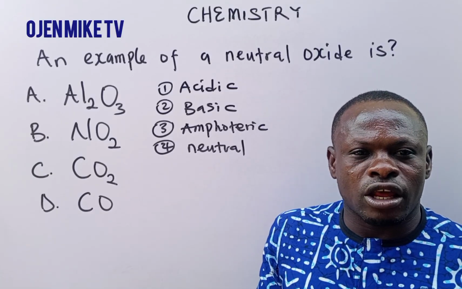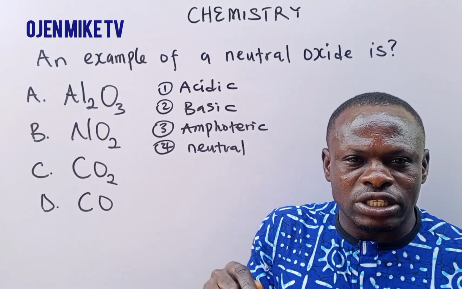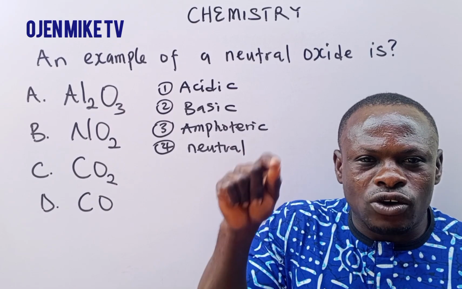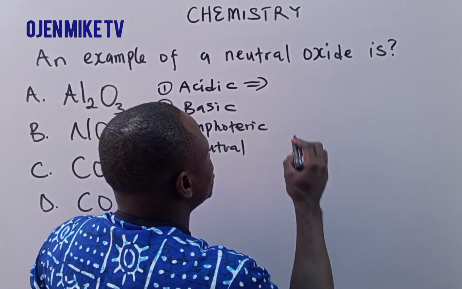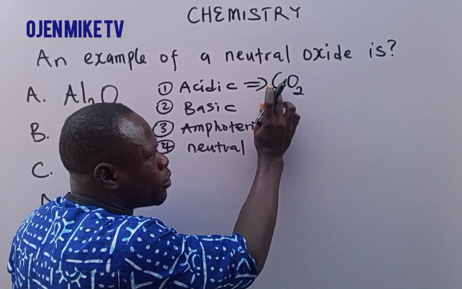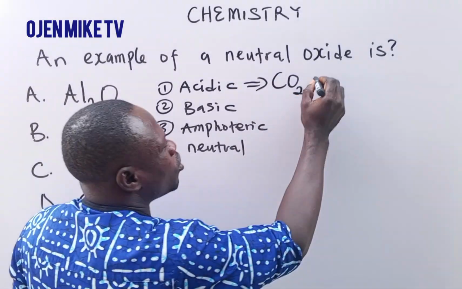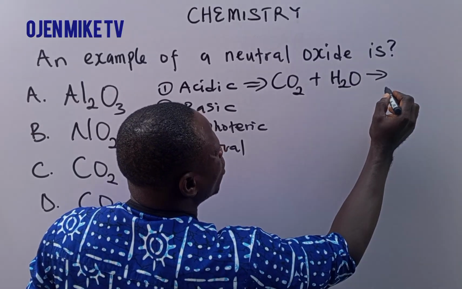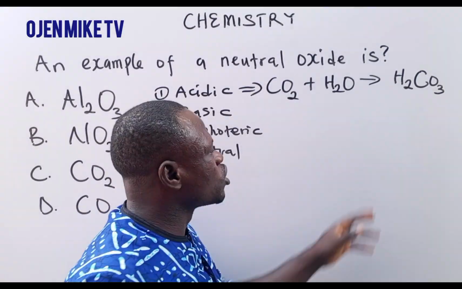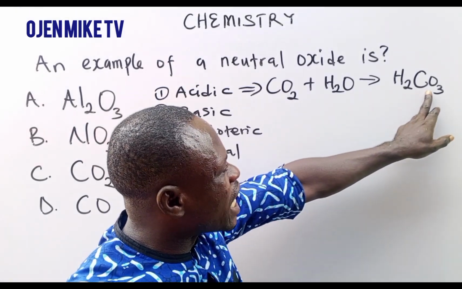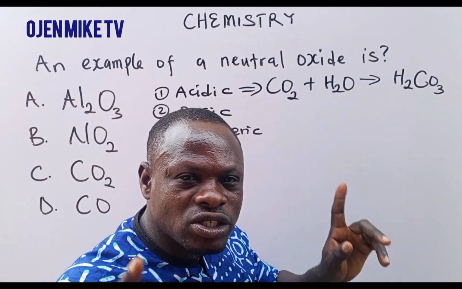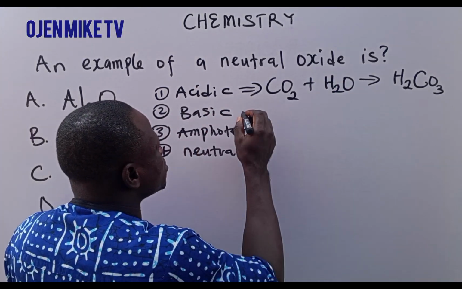Acidic oxide is a type of oxide formed when a non-metal dissolves in water to give you acid. Example: CO2. Carbon here is a non-metal, and this oxide plus H2O will give you carbonic acid, a weak acid. So when an oxide of a non-metal dissolves in water, it gives you an acidic oxide.